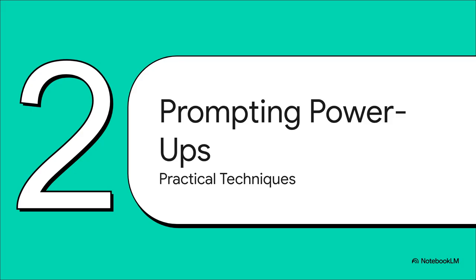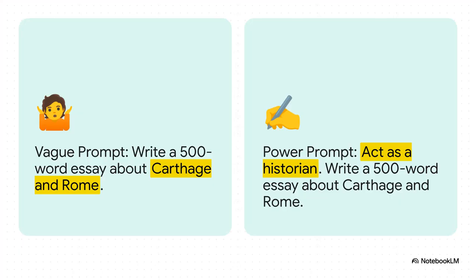Okay, so now that we've got that mental model in place, let's get practical. Let's talk about a few simple but really powerful techniques, your prompting power-ups, that you can start using like today. All right, power-up number 1. Give the AI a role, a persona. Instead of a super vague request like, write about Carthage and Rome, you tell it who to be. The difference is just night and day. When you say act as a historian, you're giving it context, a style, a specific knowledge base to pull from. See, you're not just asking a question anymore, you're casting a character for a part.